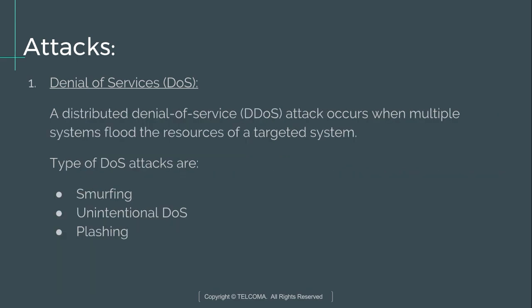The next term is DDoS, that is distributed denial of service. As we have read, this attack is not made by a single system. Here we require multiple systems to flood the resources of a target system, which is known as a distributed denial of service attack. The types of DOS attack are smurfing, unintentional DOS and flashing. In smurfing, the attacker floods the network with ping packets sent over the broadcast address. This creates network traffic and makes the services unavailable.